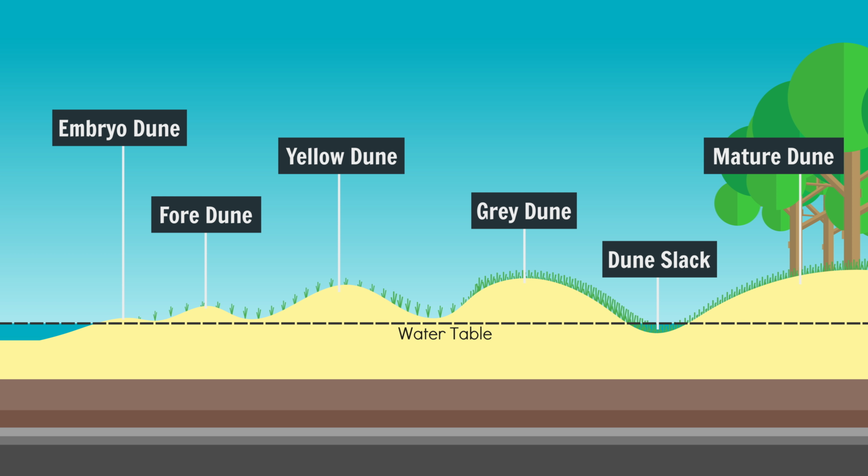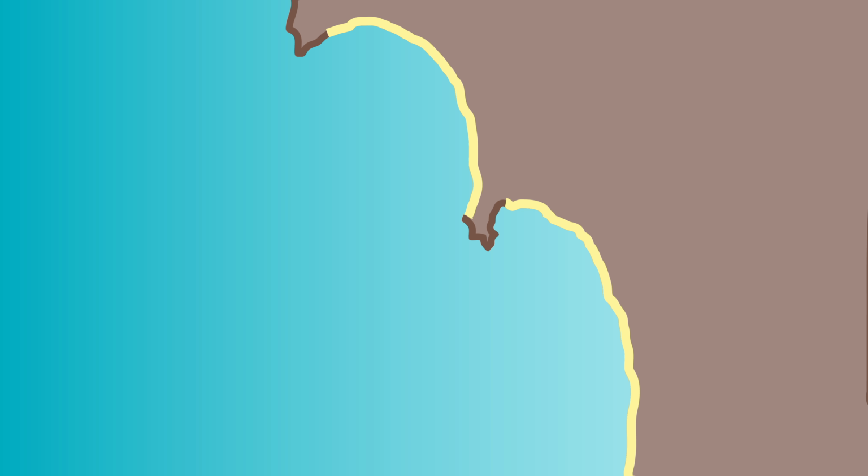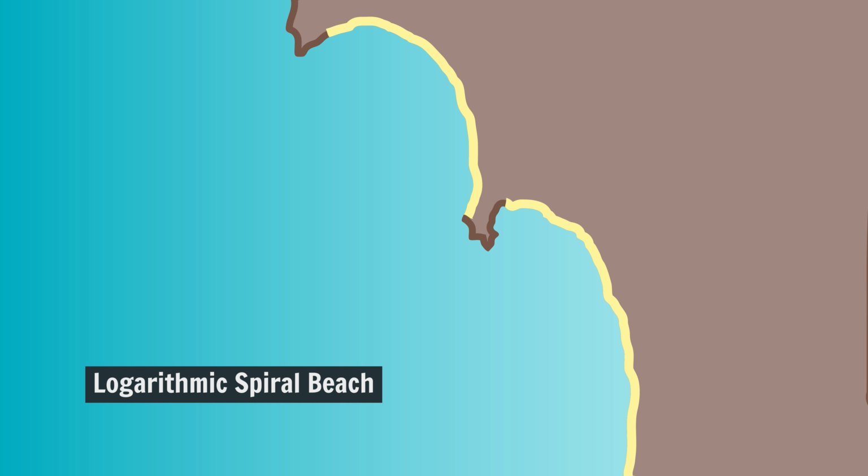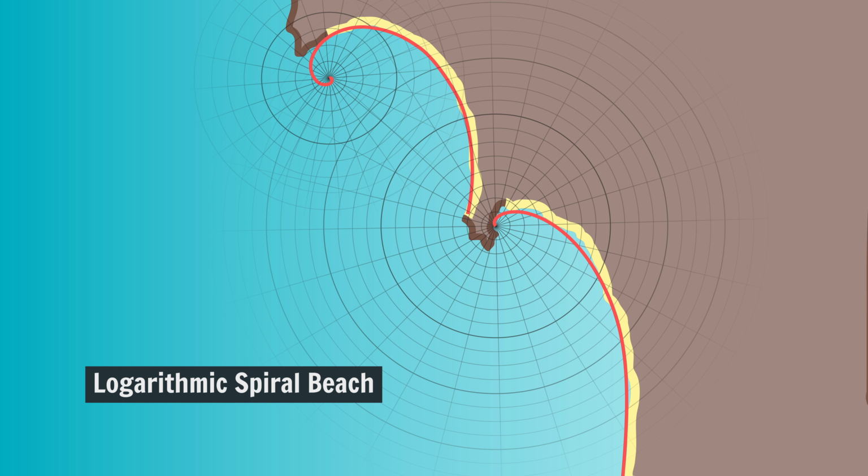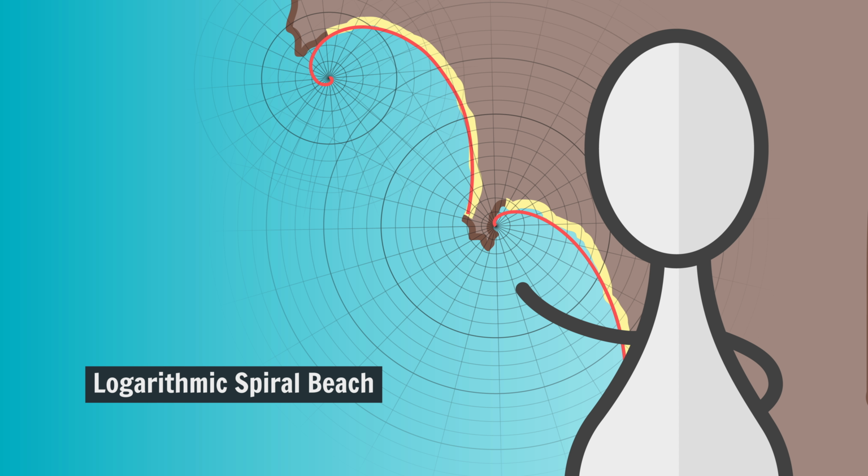As previously mentioned, coasts will alternate between rocky and sandy. In some places, asymmetrically curved beaches will link rocky headlands together. These beaches are known as, among other names, logarithmic spiral beaches, because their curves are exact logarithmic spirals. How cool is that?